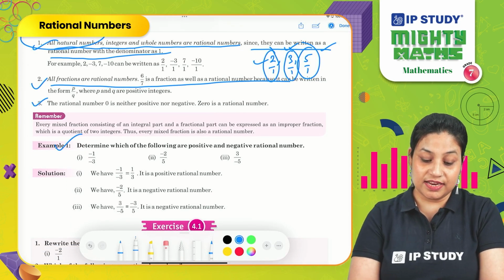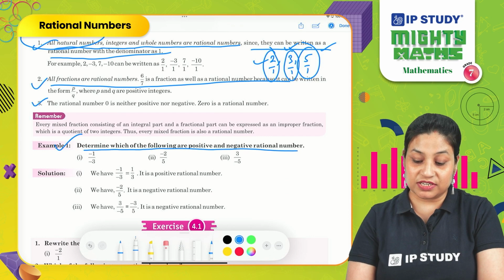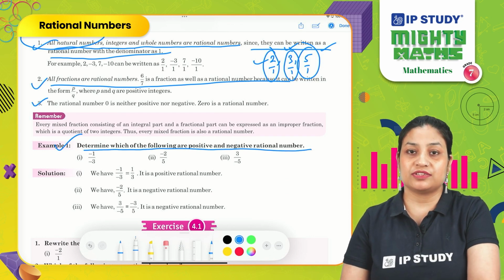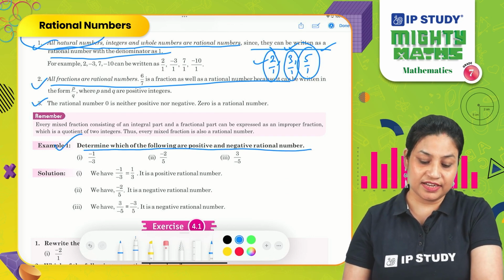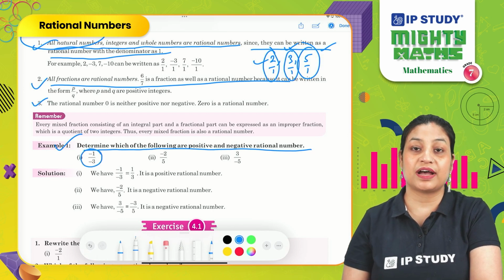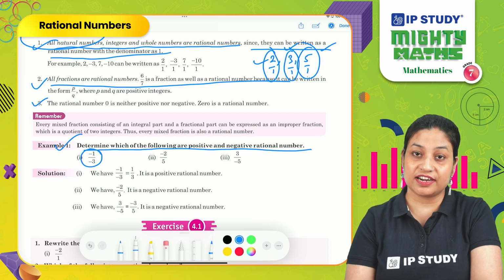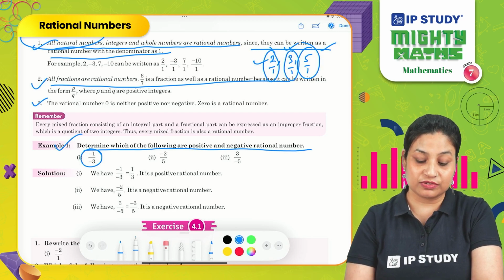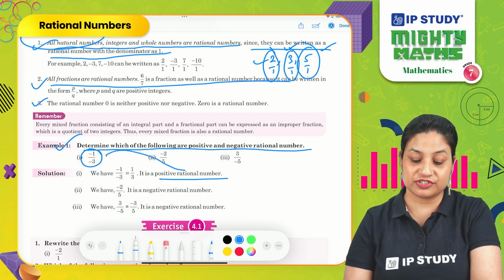Now it is saying determine which of the following are positive and negative rational numbers. So it's easy for you now. Let's do it together. The first part is minus 1 by minus 3. So here the minus and minus sign will get cancelled out. I told you. So this will become a positive rational number.